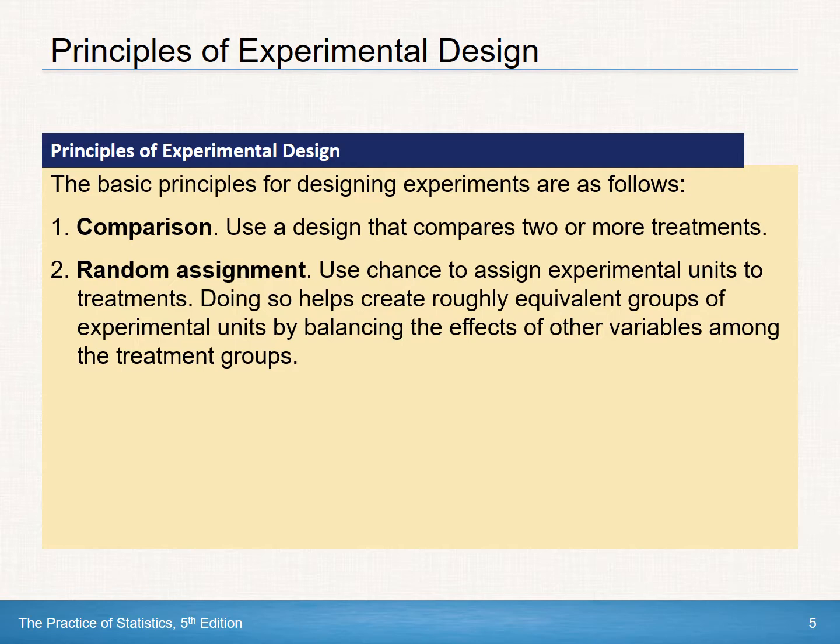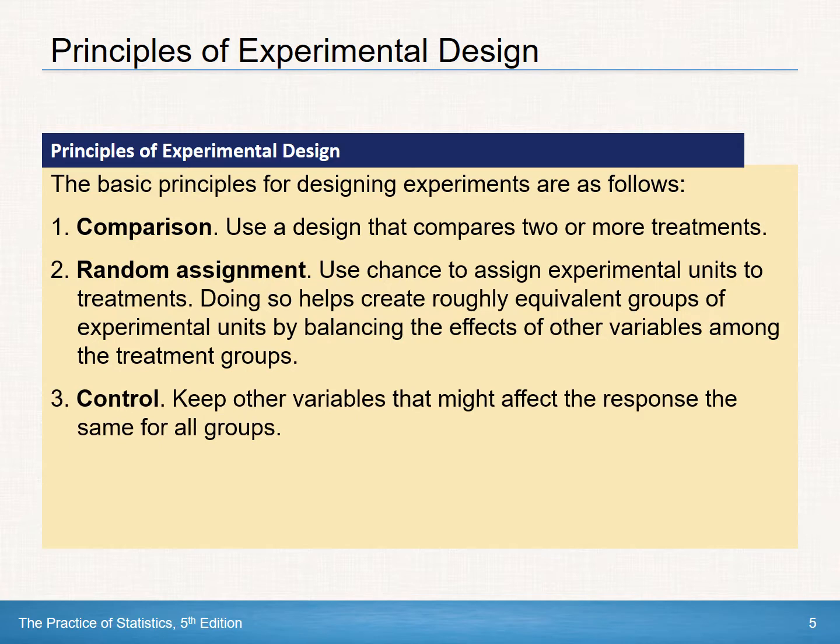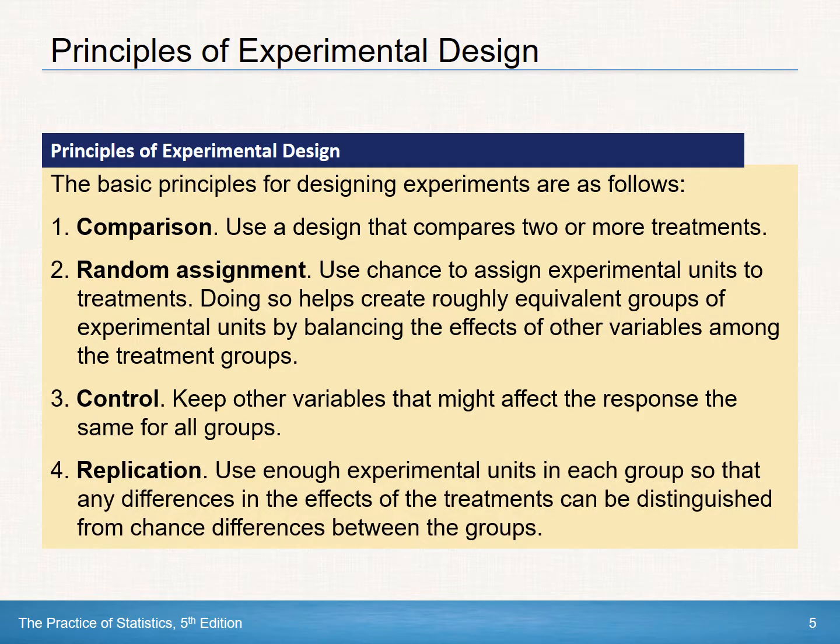Doing so helps create roughly equivalent groups of experimental units by balancing the effects of other variables among the treatment groups. Control. Keep other variables that might affect the response the same for all groups. And replication. Use enough experimental units in each group so that any differences in the effects of the treatments can be distinguished from chance differences between the groups.